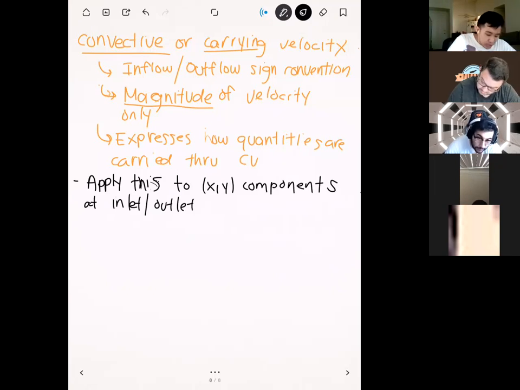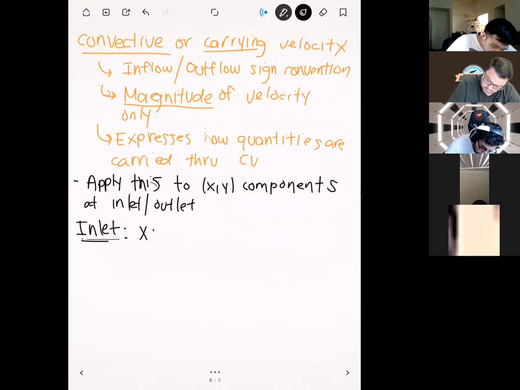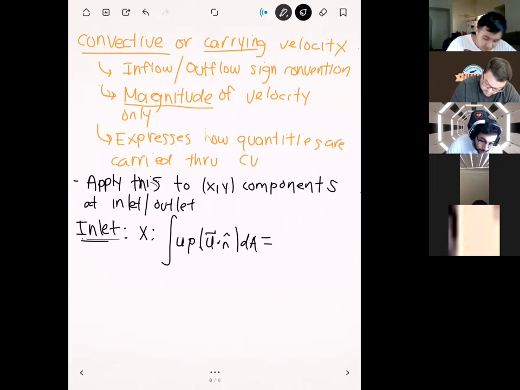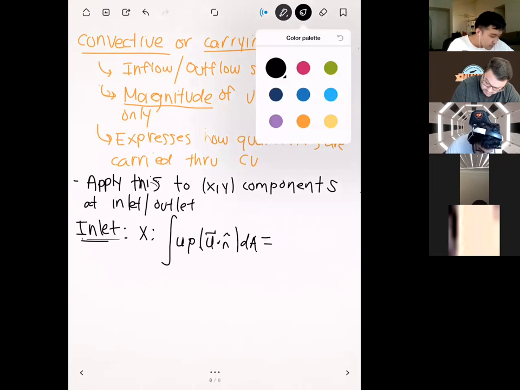Okay. And so let's do the inlet first. For the inlet, let's do the X direction first. Let's write out our integral expression. So our integral expression here is the integral of U rho U dot N dA. Let's start simply with rho and A.